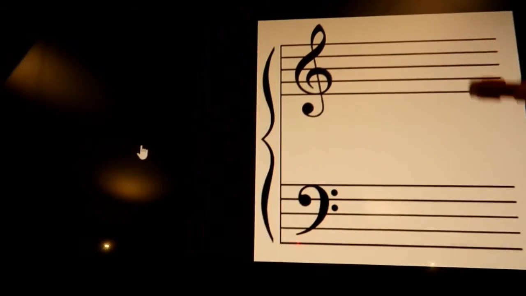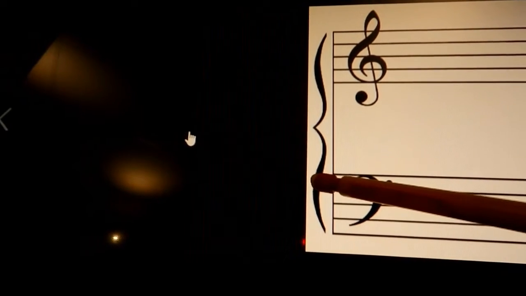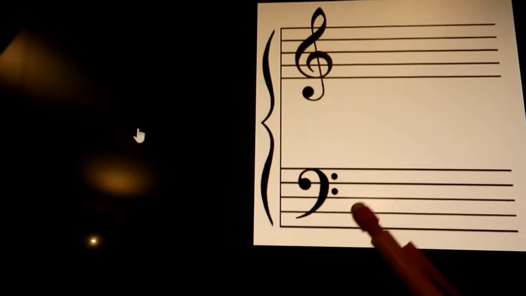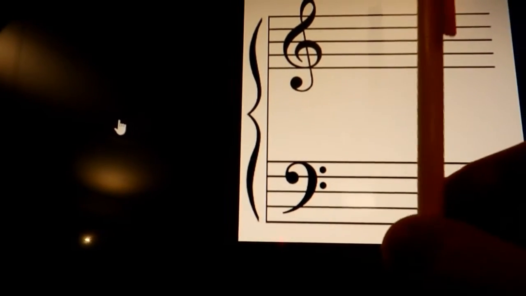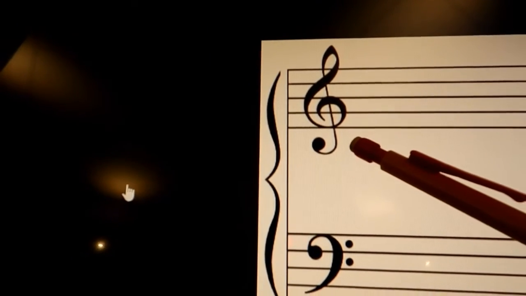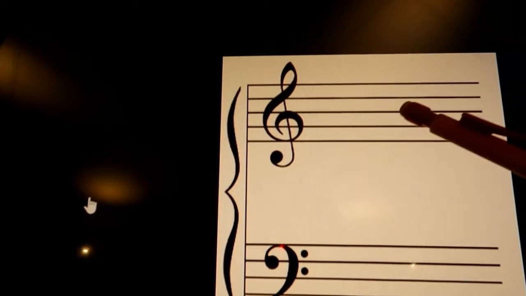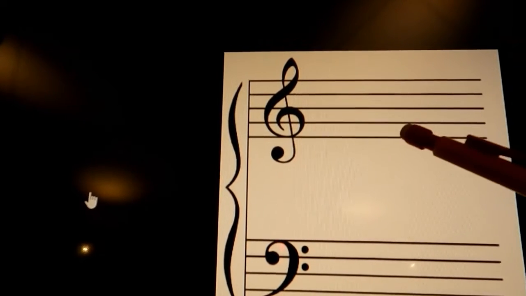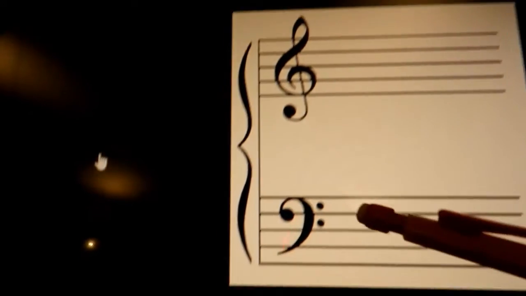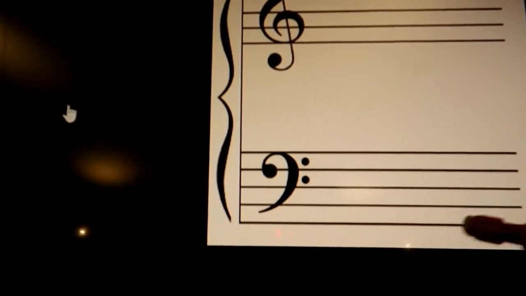When these two staffs are connected by a bracket like this, we call this a grand staff. Now they're working in conjunction with each other, so beat 1 for here will also be beat 1 for here. They're happening at the same time. This squiggly thing is called a treble clef or a G clef. It's going to tell us what pitches these lines and spaces will represent. So when you see a note written on one of these lines or spaces, you know what pitch to sing or play. Same with down here, this is called a bass clef, and it's going to tell us the same thing for this staff down here.